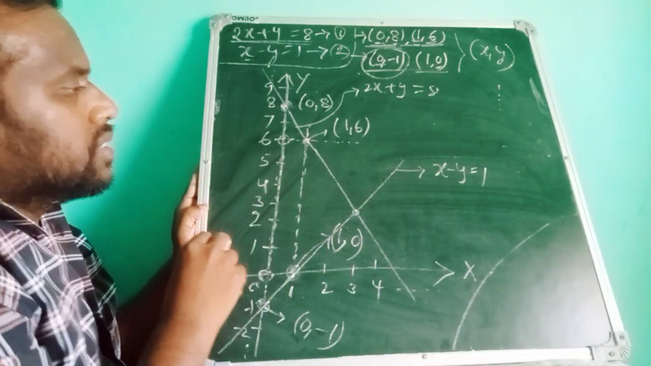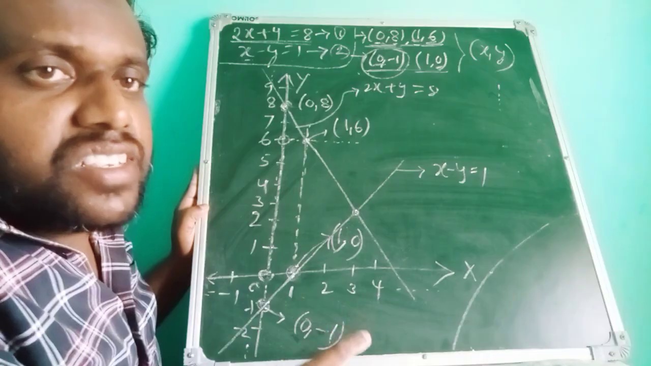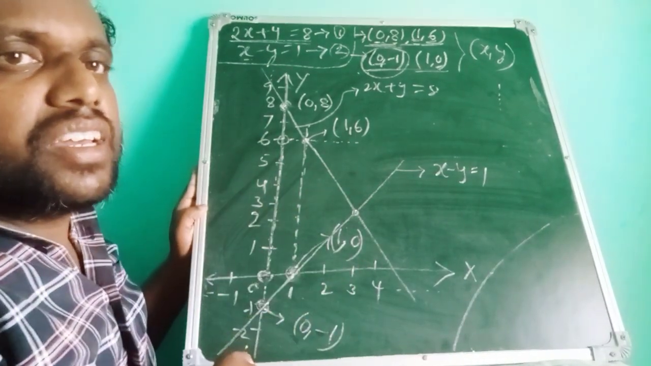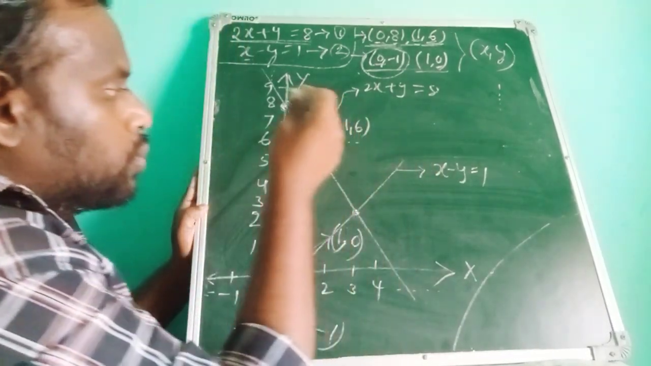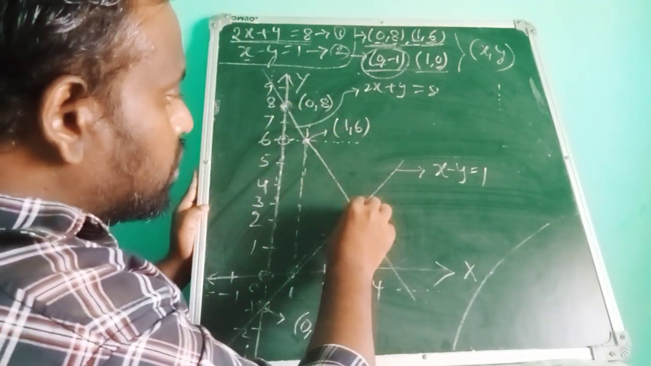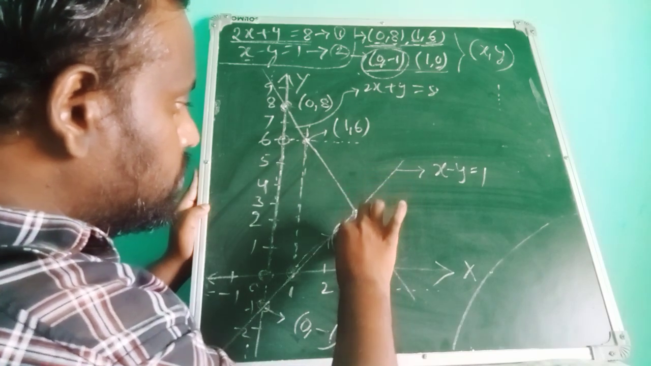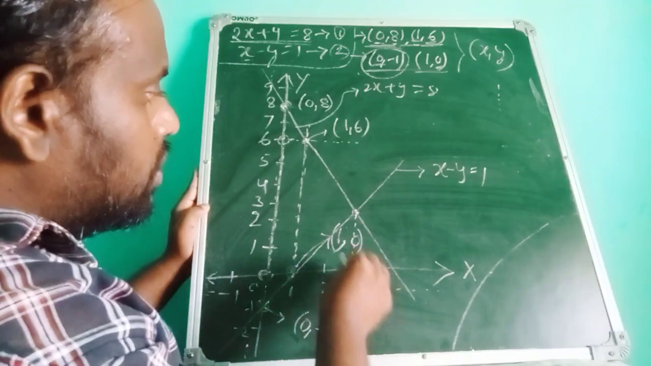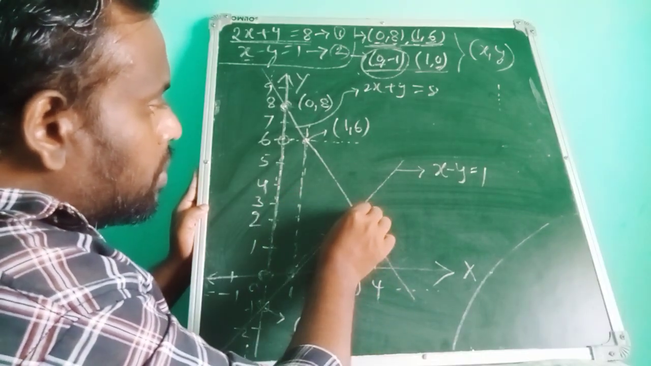Correct? So this intersection point is there, no? That is the solution of the given equations. So what is this point? How to identify? For that you have to put a dotted line like this, down. What you got? 3. Again you have to put a dotted line like this from here.